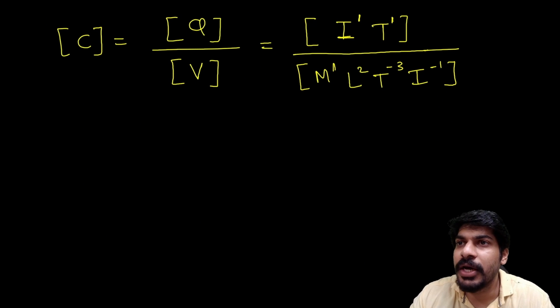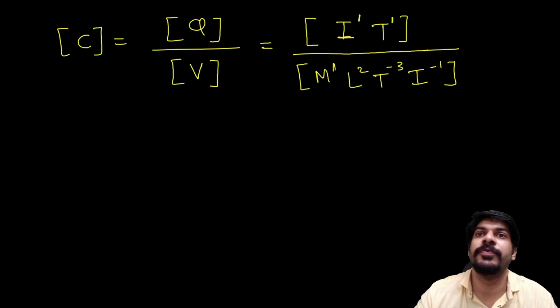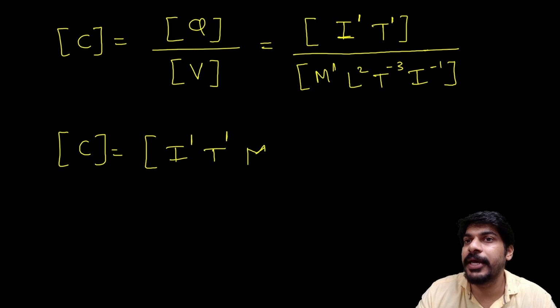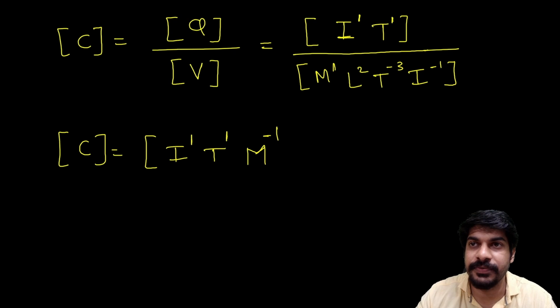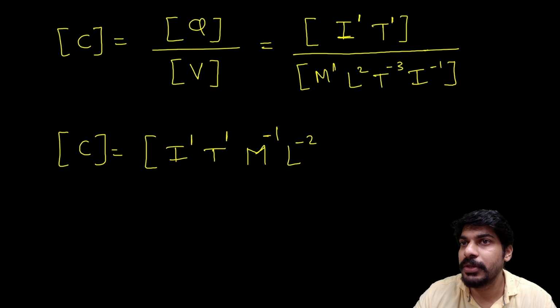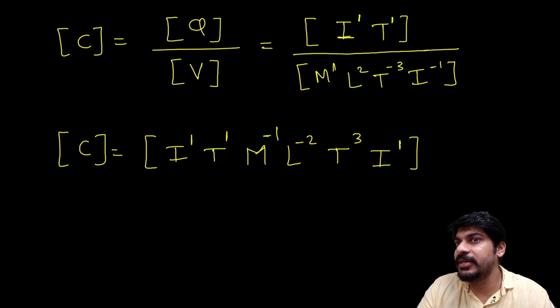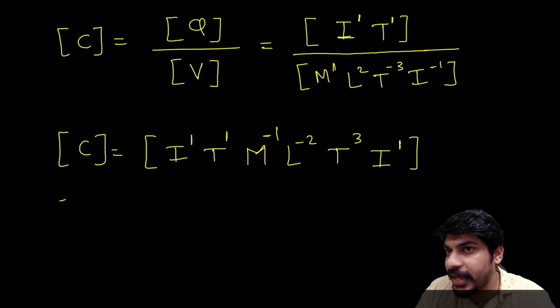Now let's see what are the things that may cancel out. First of all, let's take everything to the numerator. So the equation will become I1 as it is, T1 as it is. Let's take M1 to the numerator, it will be minus 1, L minus 2, T minus 3 will become plus 3, I minus 1 will become plus 1, right? Now let's arrange everything, let's solve for everything, let's see what cancels out.